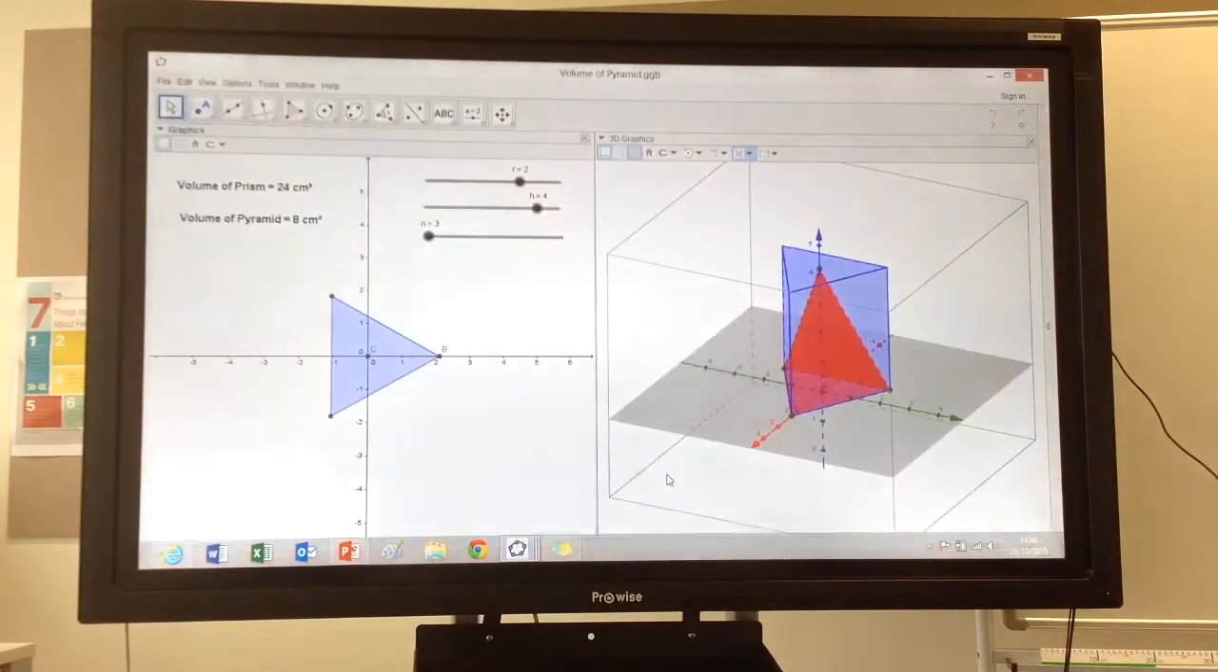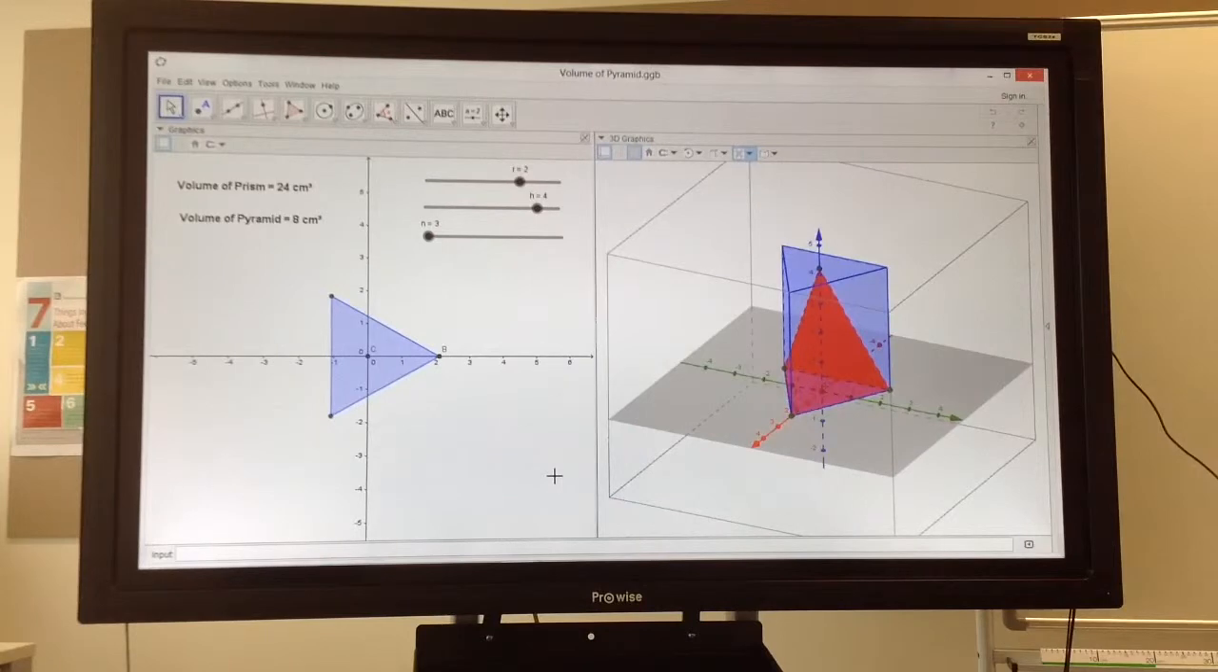So I've got an applet here where I've got a triangular-based pyramid. So not just talking about square-based pyramids anymore, but a triangular-based pyramid with the surrounding prism. Same base and same perpendicular height. And you can see here that GeoGebra works out the volumes instantly, and the conjecture's been confirmed with another piece of data, because the prism is 3 times bigger in volume than the pyramid.